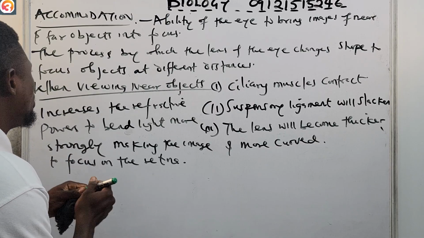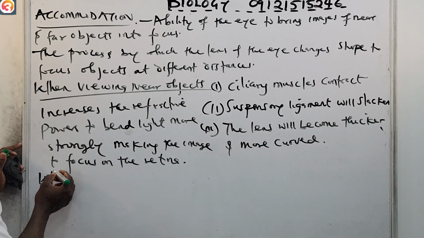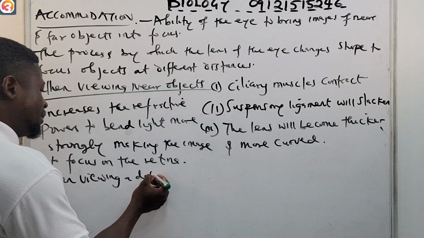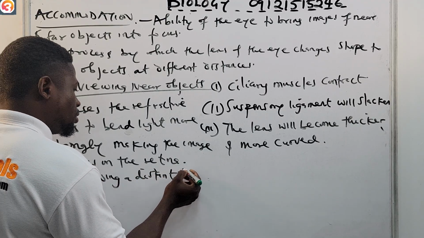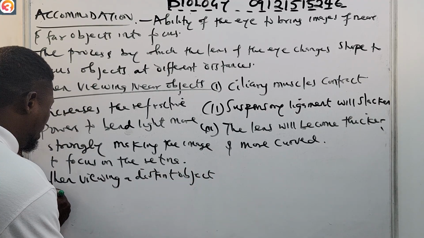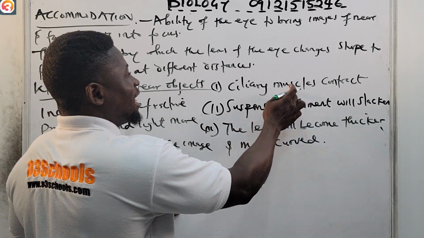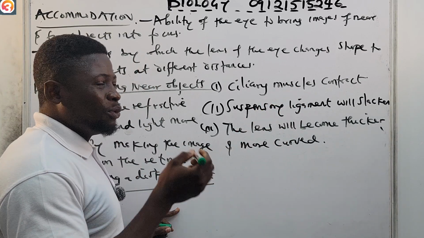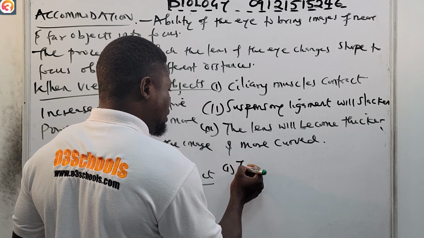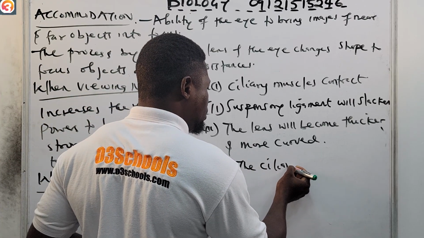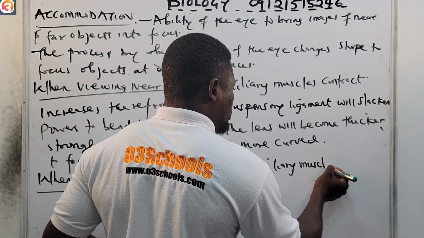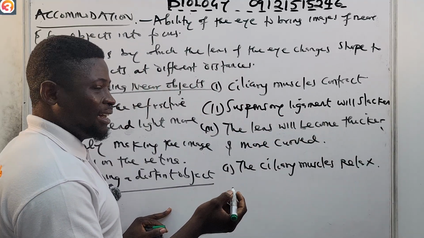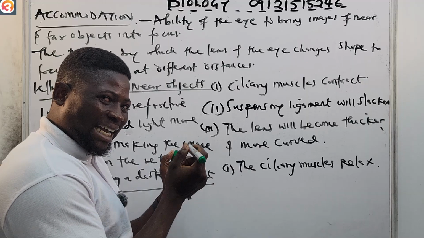But what about if you are viewing a far or distant object? What happens when you are viewing a distant object? This time the ciliary muscles will not contract. They will relax. So number one, the ciliary muscles relax. What will happen to the suspensory ligament this time? Instead of slackening, it will tighten.